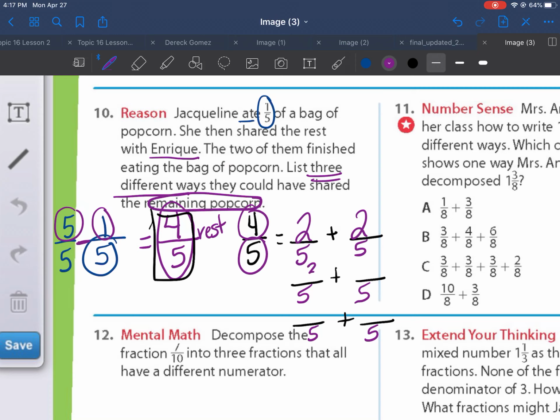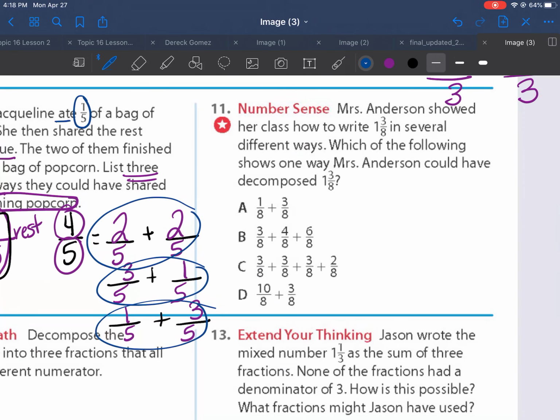So how can we break the 4 apart? We can say 2 plus 2. Or we can say 3 plus 1. Or we could say maybe 1 plus 3. So those are 3 different ways of how we could break apart the 4/5, the remaining popcorn.